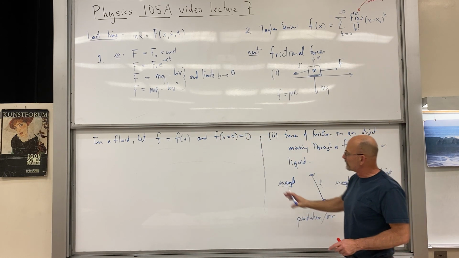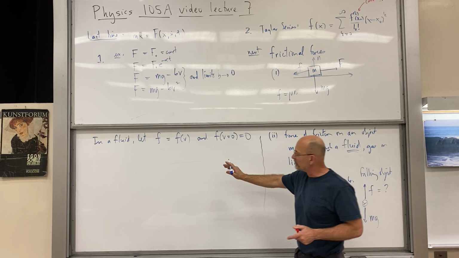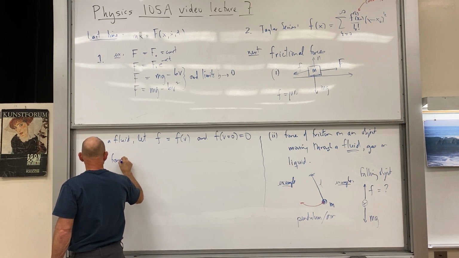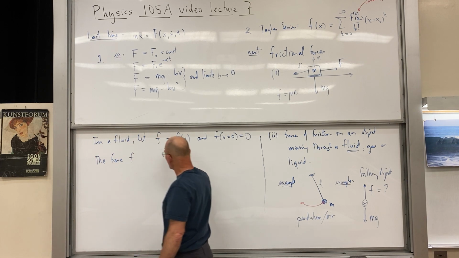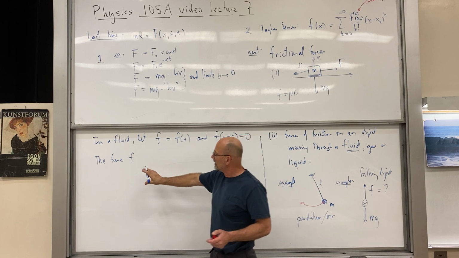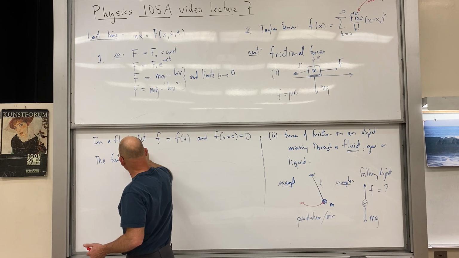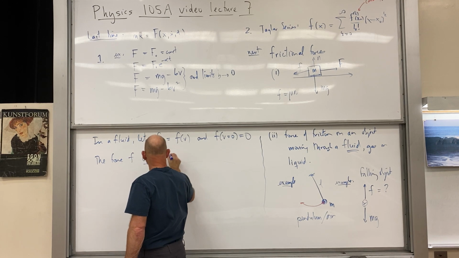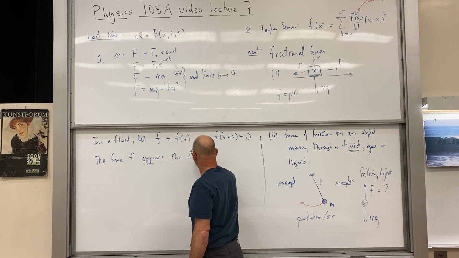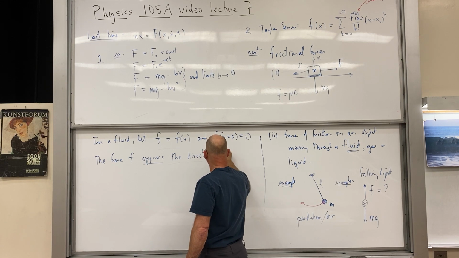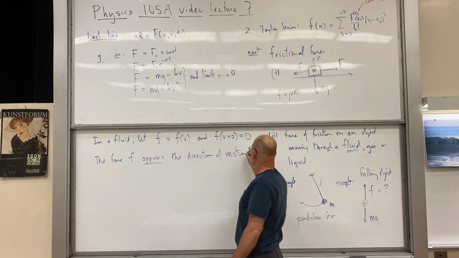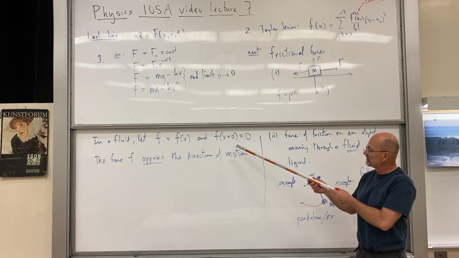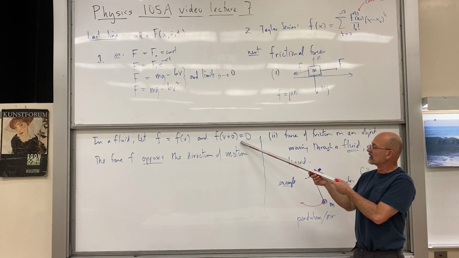Okay. Now the frictional force opposes the direction of motion. F, we can put a vector on there, but we know what we mean, right? It is a vector, but we're in one dimension. The force F opposes the direction of motion. Okay, opposes the direction of motion, and you could say it goes through the origin.